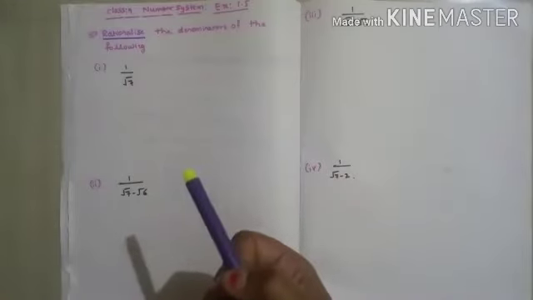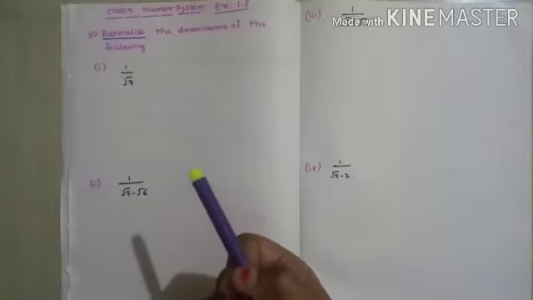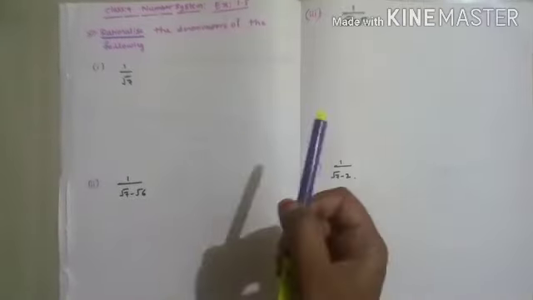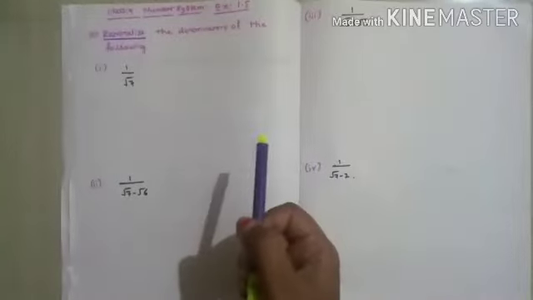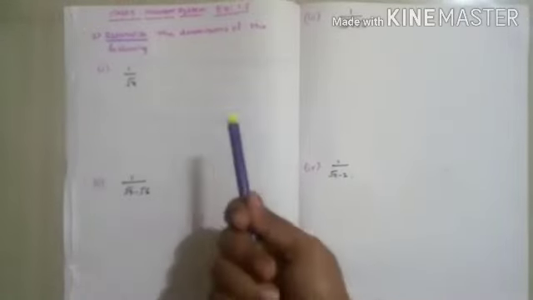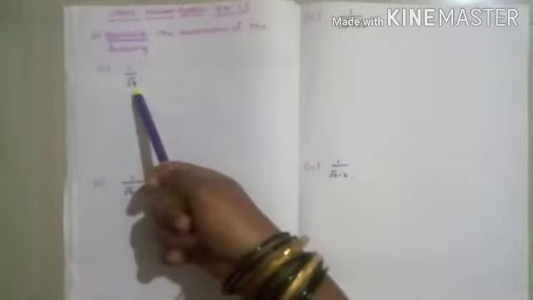For example, 1 square is 1, a perfect square. 2 square is 4, a perfect square. 3 square is 9, a perfect square. Square numbers are called perfect squares. 7 is not a square number, so 7 is not a perfect square. If non-perfect squares are inside the root, here root 7 is an irrational number because 7 is not a perfect square.